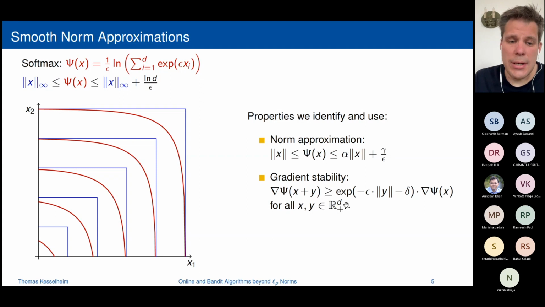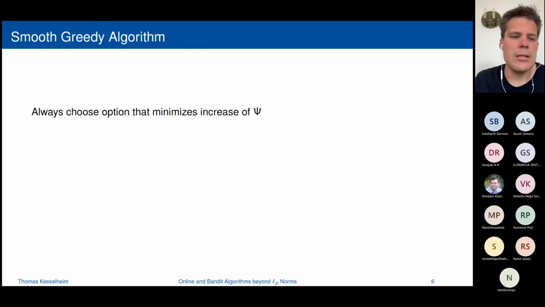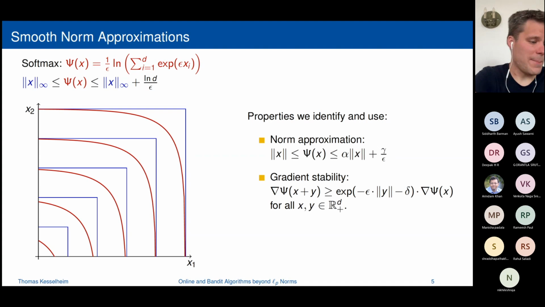These are the two properties that, for example, the softmax fulfills with, as I told you, alpha is 1, gamma is ln d, delta is 0. And then we can use this for any other norm. If we have such a gradient stable norm approximation, we can use it to define a very simple algorithm for online load balancing.